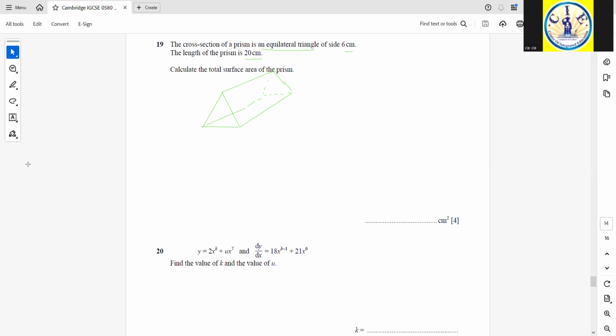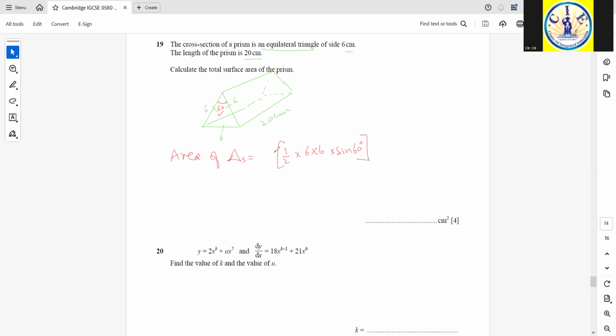And this distance is of 20 centimeters. And all these sides are of 6 because this is an equilateral triangle. So for the total surface area, I need to calculate the area of the front side, which is an equilateral triangle. So area of triangular faces, that is 1 by 2 times 6 times 6 times sine of the angle. And since this is an equilateral triangle, each angle is going to be of 60 degrees.